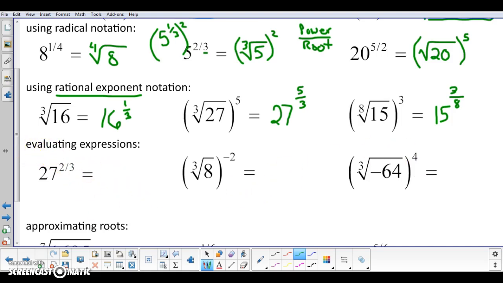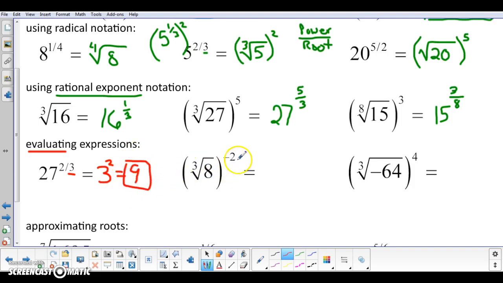Now when it comes to evaluating, if you're told to evaluate, that means I want to know what is the value of this expression. So 27 to the 2/3 power. What that means is take the cube root of 27, which is 3, and square it. Well, 3 squared is going to be 9. If you're ever unsure, you can always type this in your calculator and you'll come up with the right answer.